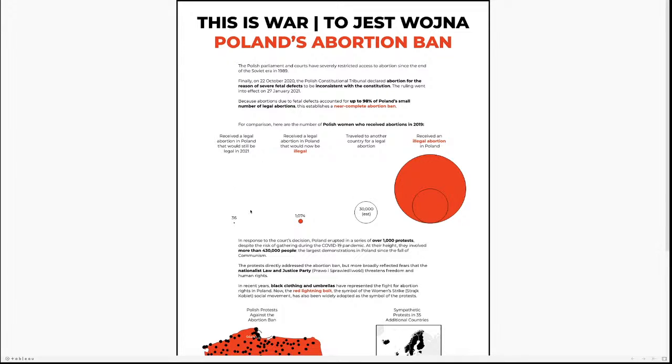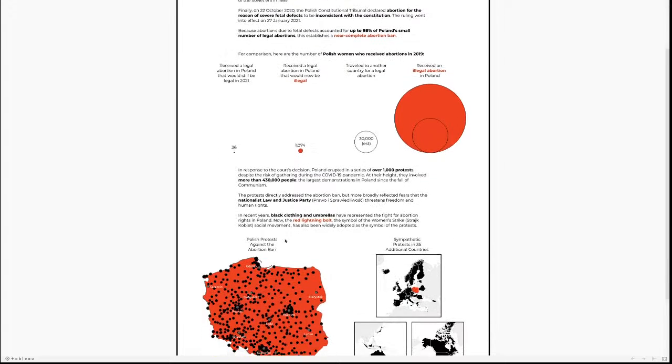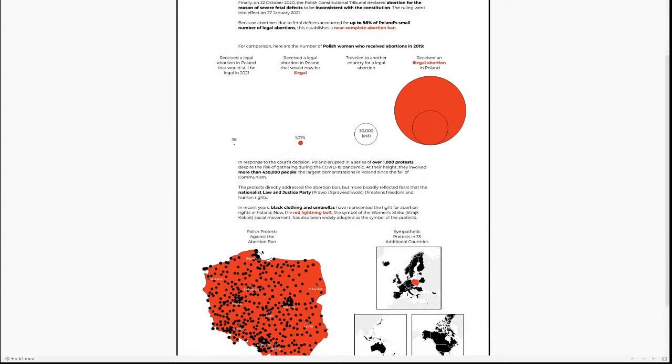The text, so you've got those little circles, 36, 1074, 30,000, and then however many. Now, above that, it says, for comparison, here are the numbers of Polish women who received abortions in 2019. But there are no numbers. There is text, and then there's a lot of white space, and then comes a number. So I would put the circles first, and then the text below. And then have maybe a divider line or something before the next block of text.